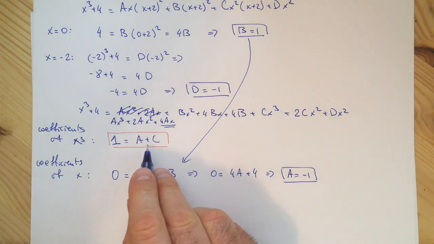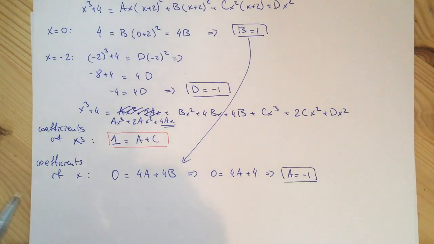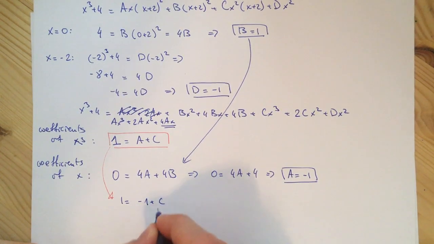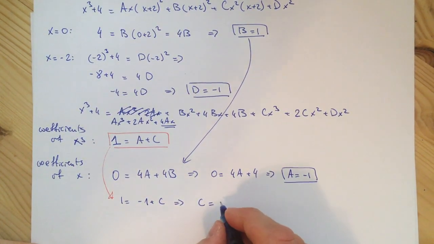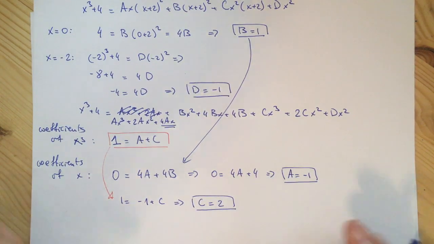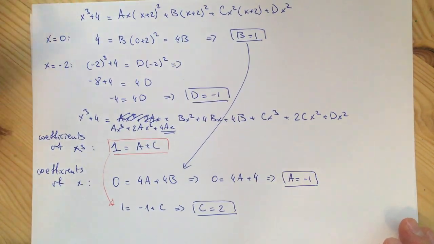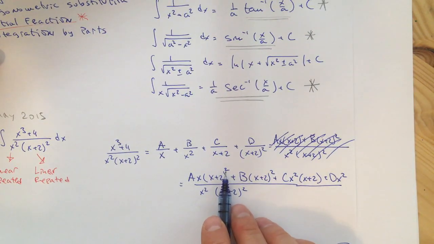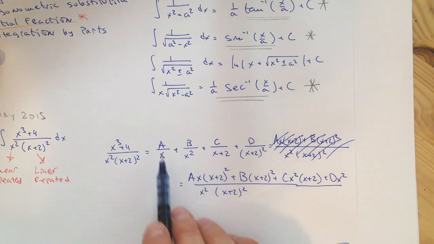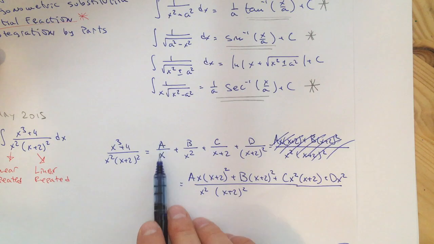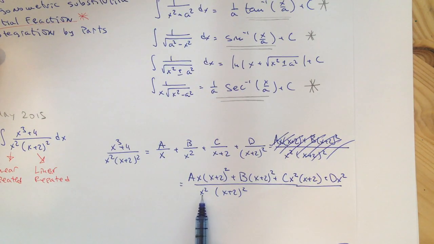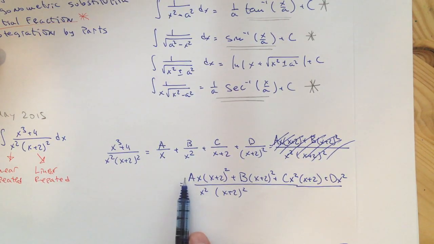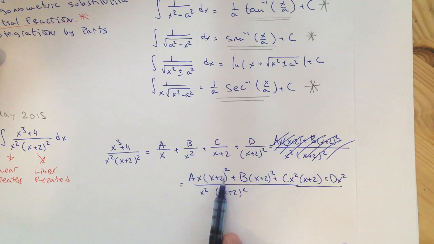Well, if a is equal to -1, then 1 is equal to -1 plus c, that means that c is equal to 2. And that's how we have found the coefficients of a, b, and c. Please make sure that you correct the mistake that I did here if you were following my notes. When you bring a over x under the denominator x squared times (x plus 2) squared, you have to multiply a by one factor of x, so a times x, plus this whole thing, (x plus 2) squared.